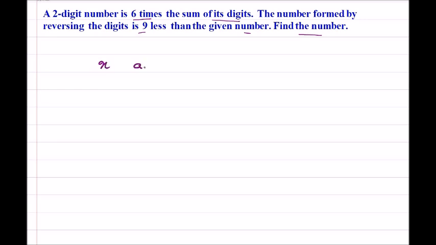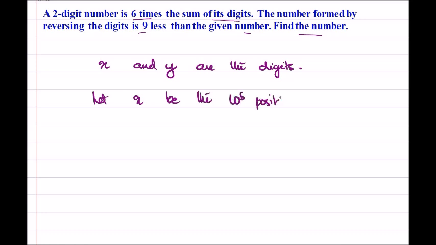Let x and y be the digits. Let x be the tens position and y be the ones position. So our number, the required number form, is 10x plus y.